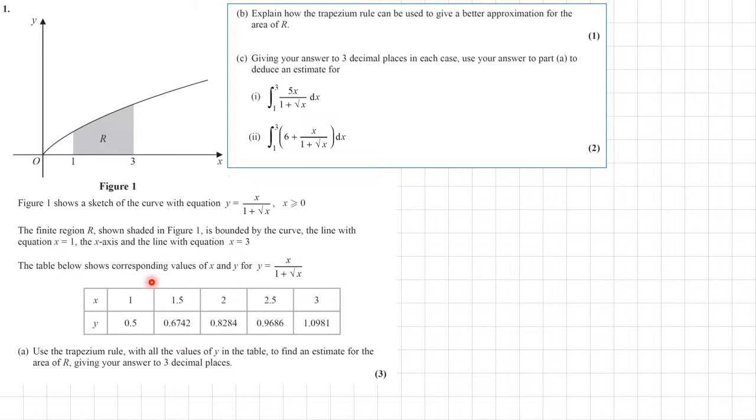The table below shows the corresponding values of x and y for the same equation. So each value of x has been substituted in the equation and gives us these values of y, and it looks like they've been rounded to 4 decimal places. Using the trapezium rule with all the values of y in the table, find an estimate for the area of R. So the trapezium rule is always going to be an estimate, giving your answer to 3 decimal places.